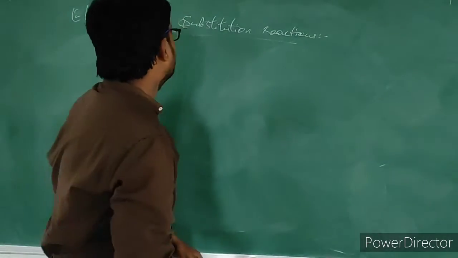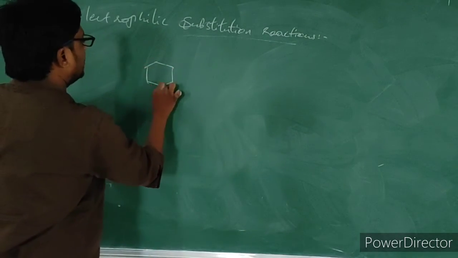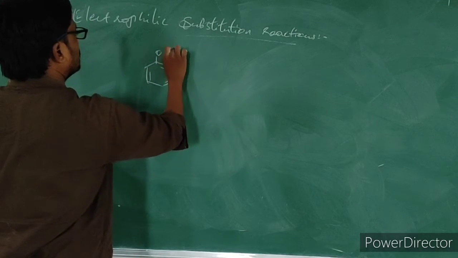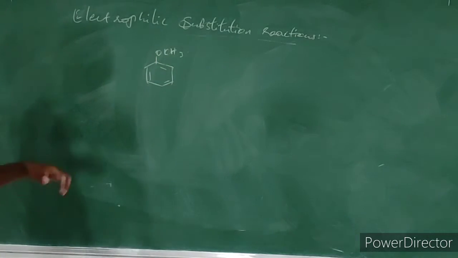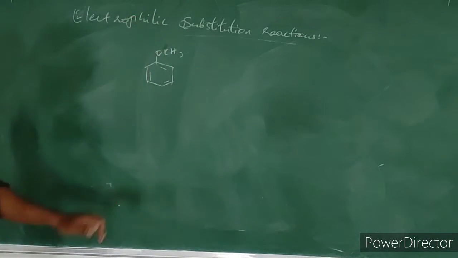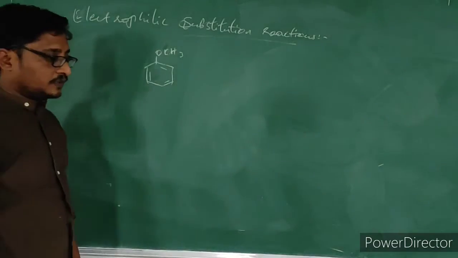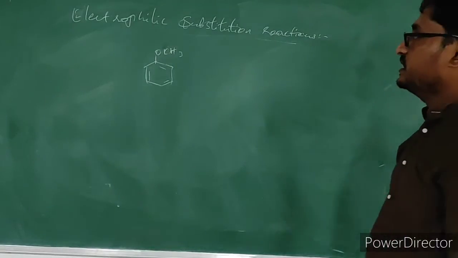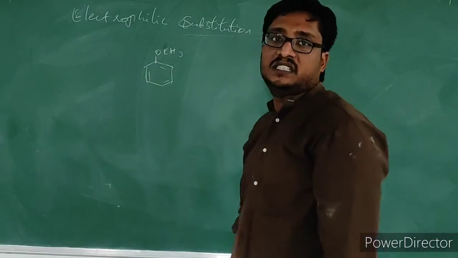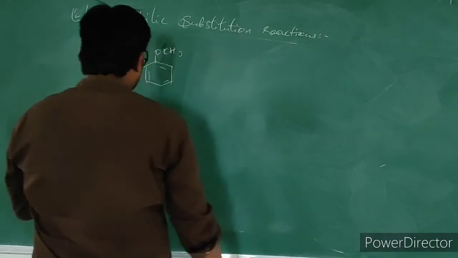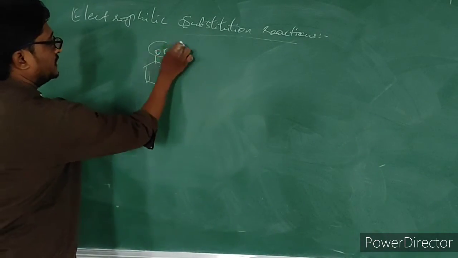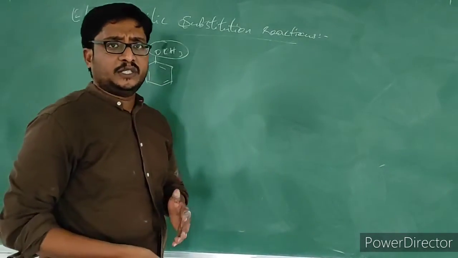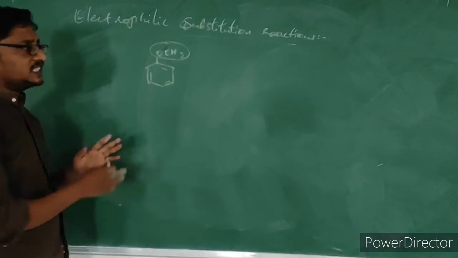So let us consider the ether. Aryl alkyl ethers. Electrophilic substitution reactions of aryl alkyl ethers. This is nothing but methoxybenzene. Now the alkyl group in the alkoxy group can be ethyl or propyl or anything. Here I am taking methyl. This is the alkyl group.